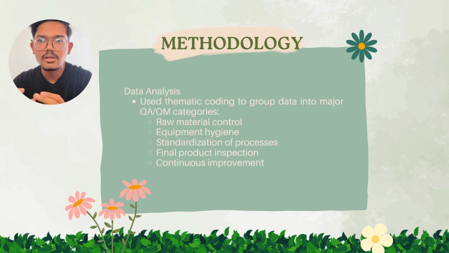Now let's talk about how we analyzed the data. We use thematic coding to organize our findings into key quality assurance and quality management categories like control of raw materials, equipment hygiene and maintenance, process standardization, final product inspection, and methods for continuous improvement. This helps us get the full picture of how quality is maintained throughout production.